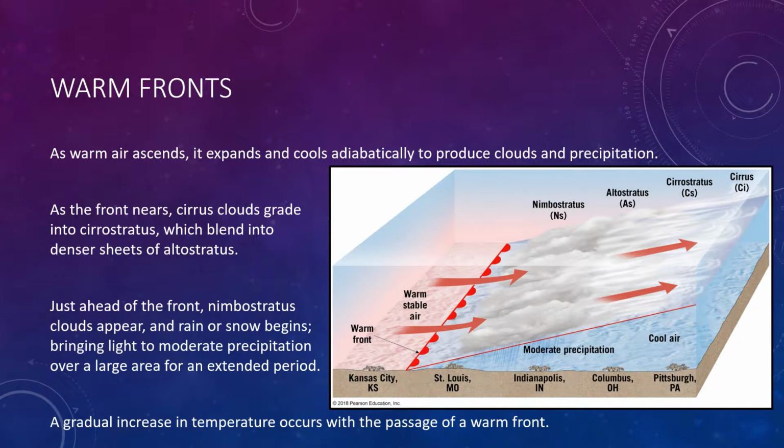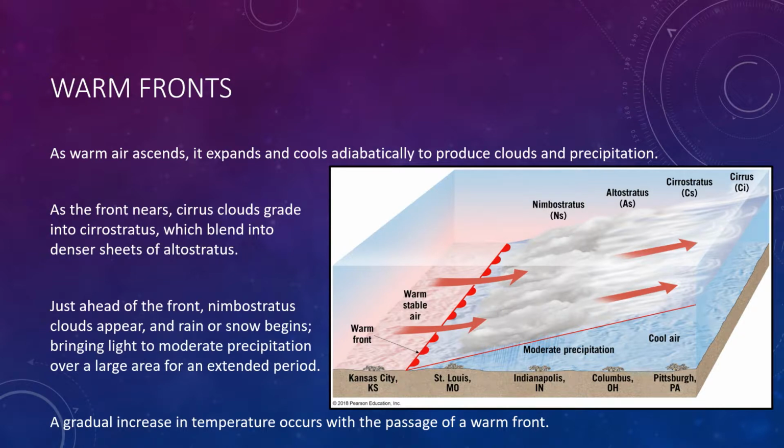Because of their slow rate of advance and very low slope, warm fronts usually produce light to moderate precipitation over a large area for an extended period of time. This precipitation is often in the form of snow in the winter. During late fall and early spring, the precipitation often changes from snow to sleet to freezing rain, and finally to rain as the warm front approaches.